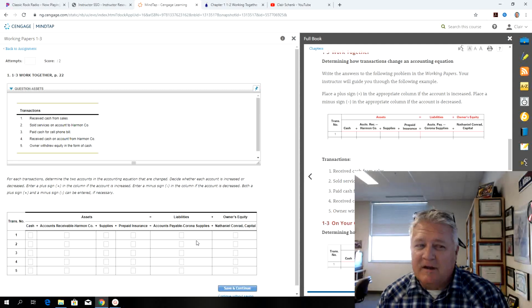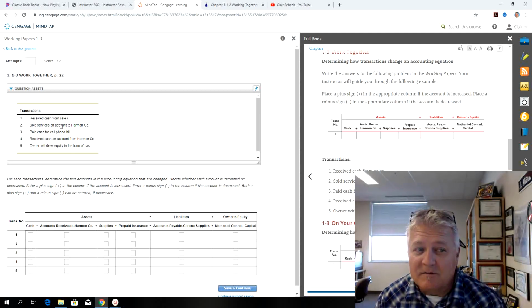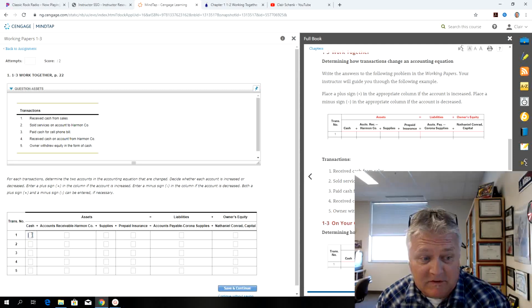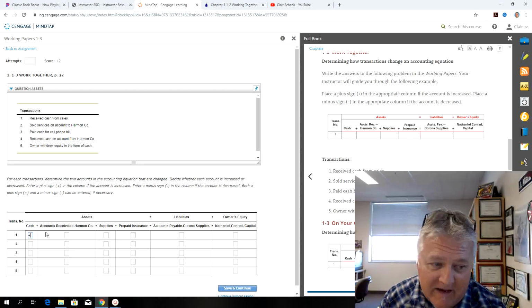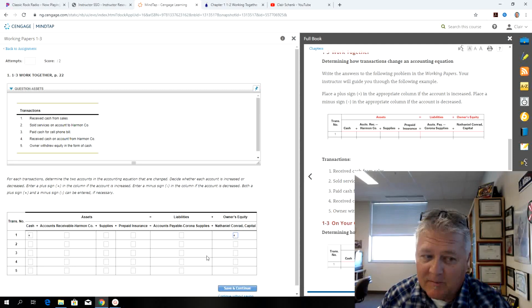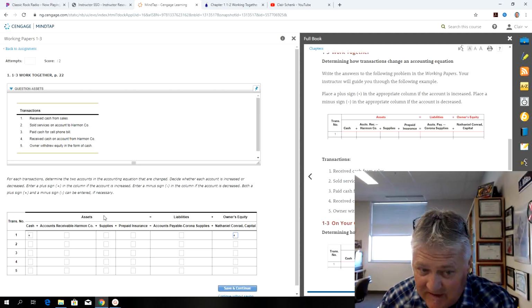But the very first transaction on here, it says receive cash from sales. Well, sales is a good thing. So that's an increase to the asset cash. And that also increased owner's equity or the capital account. So we're going to put a plus in cash, which is an asset, and a plus in Nathaniel's capital, which is owner's equity. That's an increase.